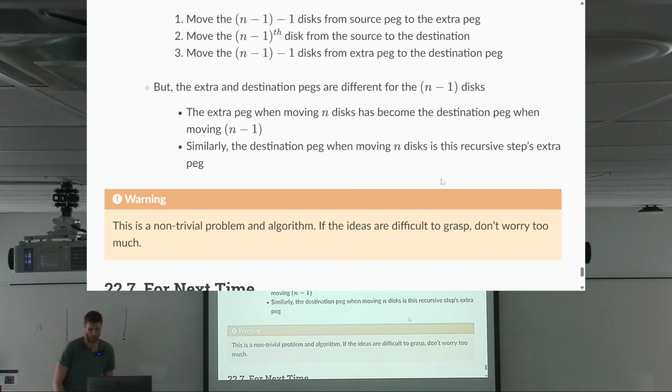So the extra peg when moving the n minus 1 disks, do you remember how I showed you here how I want to move all of them from here to here, but in that sub-step I moved the extra one to here? Moved it there, and then it's going to do that the whole time. We repeat this pattern over and over again.